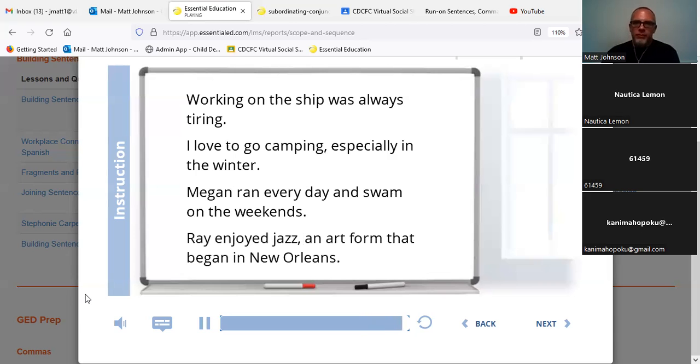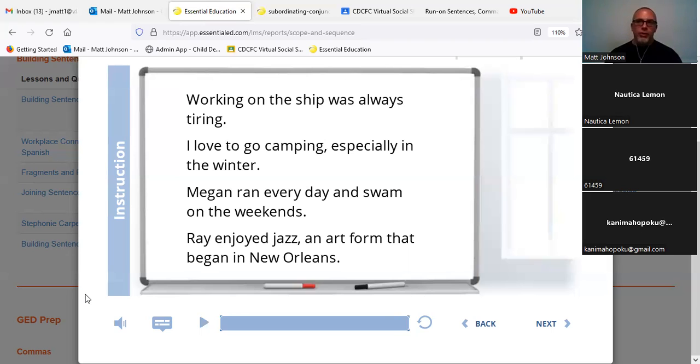So, do you have a pretty good idea about how to find and fix fragments? Right. Sometimes it's just a matter of removing the period and adding perhaps a comma or "and." It just depends. Like that second sentence: I love to go camping, comma, especially in the winter, right? All they did was remove the period, add the comma, and you now have a complete sentence out of those two.